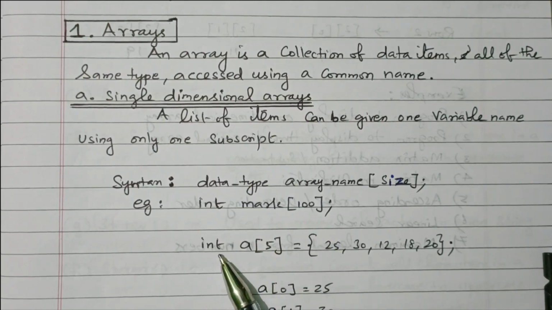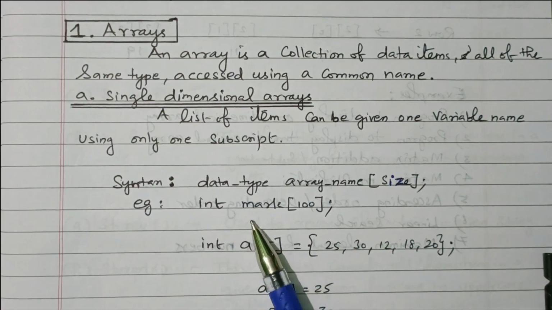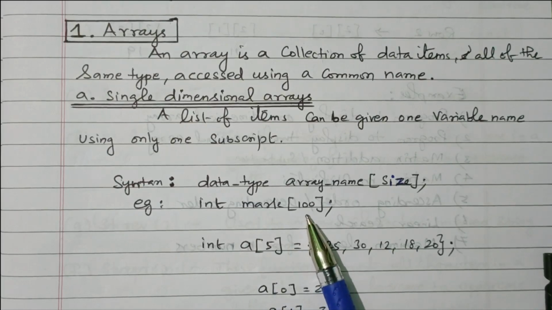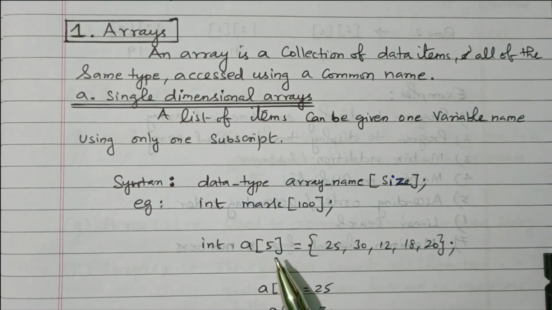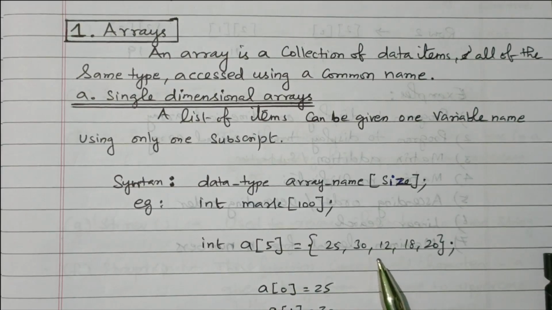Another example: int a[5] = {25, 30, 12, 18, 20}. The type is integer, the variable name is a, and we can store a maximum of 5 elements. These 5 elements are given here. So this is the data type, this is the variable name, this is the maximum number of elements, and these are all the elements.